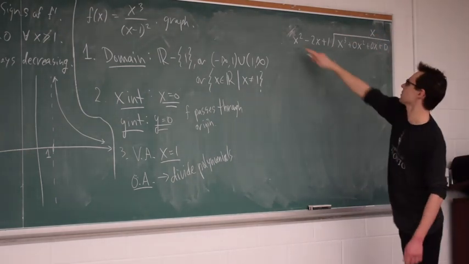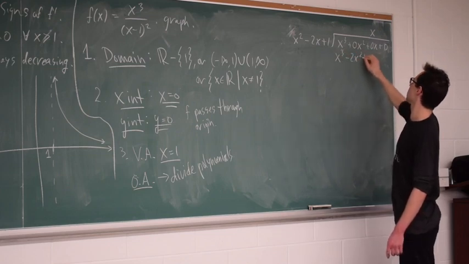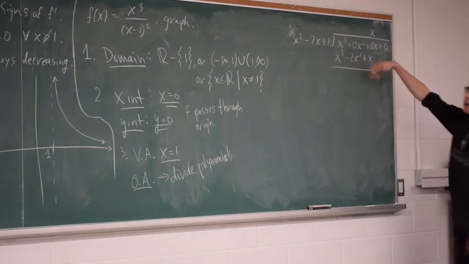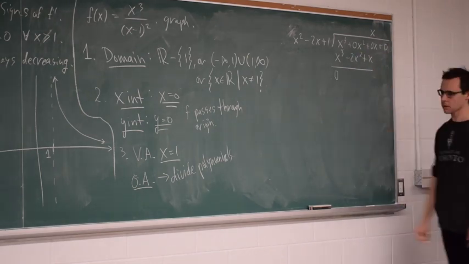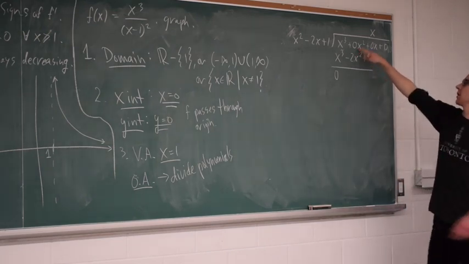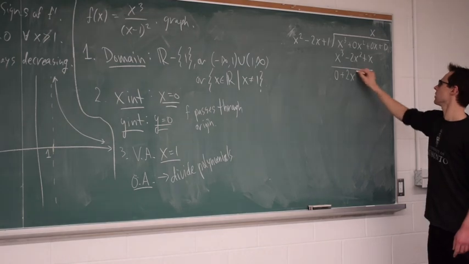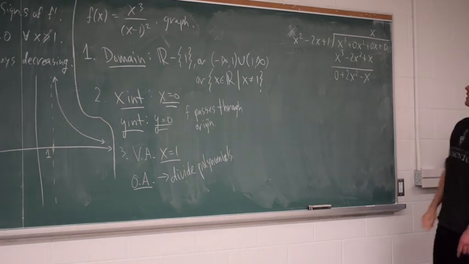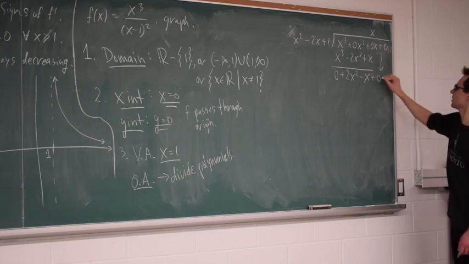We multiply x by this, we get x cubed minus 2x squared plus x, and then we subtract them out. The x cubed should cancel out, so you should get a 0 here, and the degree is reduced by 1. Now you do 0x squared minus negative 2x squared, which is plus 2x squared, minus x. Bring down the next term, plus 0.